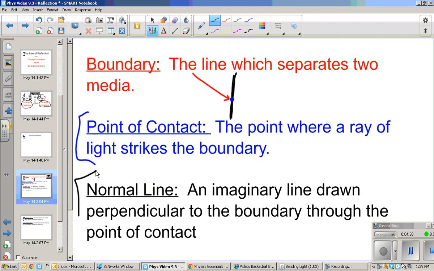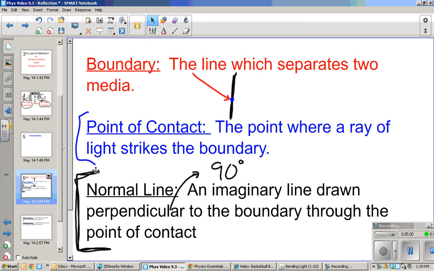this idea here of the normal line. When we're doing optics, optics meaning the study of light and vision, anytime you measure an angle, you have to know what your normal line is. The normal line is an imaginary line drawn perpendicular to the boundary through the point of contact. So if you don't remember, make a note. Perpendicular means 90-degree angle, right? So that is what the normal line is.